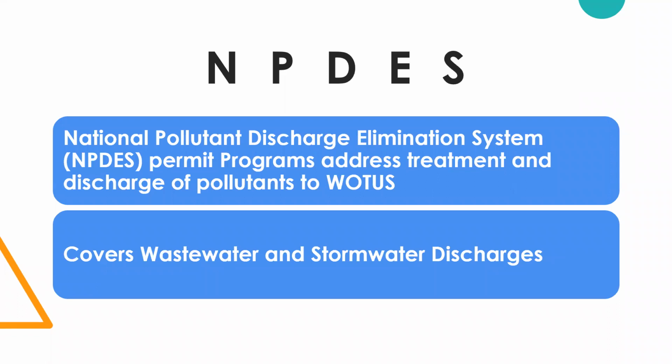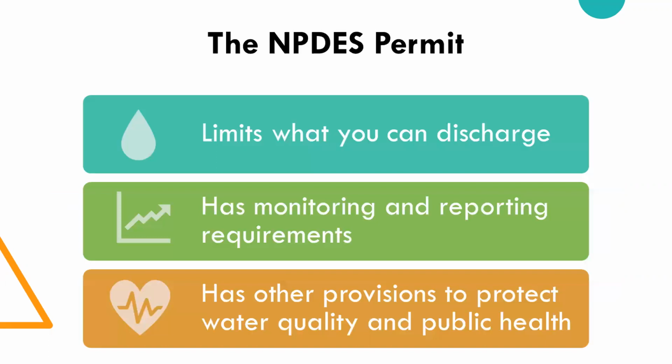So that NPDES permit. This basically means your National Pollutant Discharge Elimination System. It's a program that addresses treatment and discharge of any pollutants to a WOTUS. So WOTUS is that water of the US. This is for both wastewater and stormwater. And again, we're going to be focusing on stormwater in this presentation. The NPDES permit will limit what you can discharge. There are monitoring requirements and reporting requirements related to these discharges. And there are also other provisions in there to help protect your water quality and public health because of this.